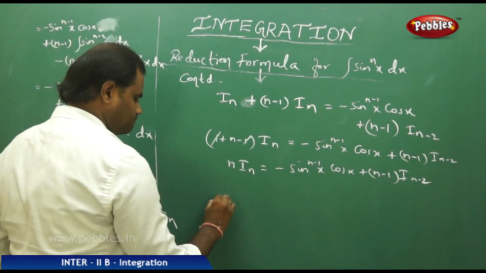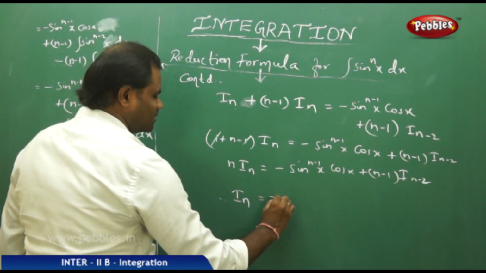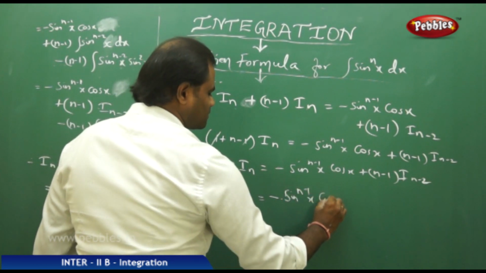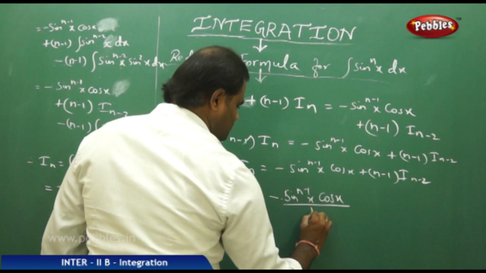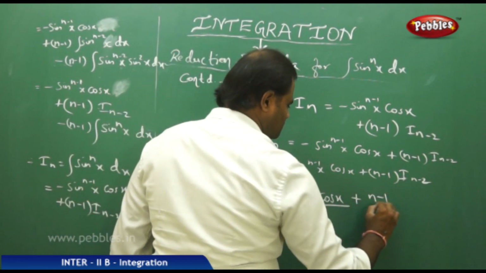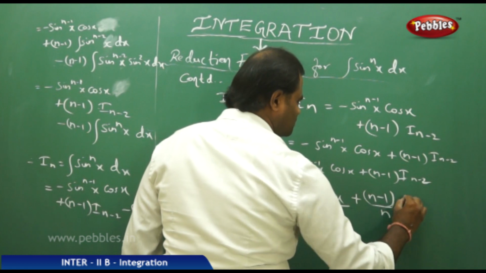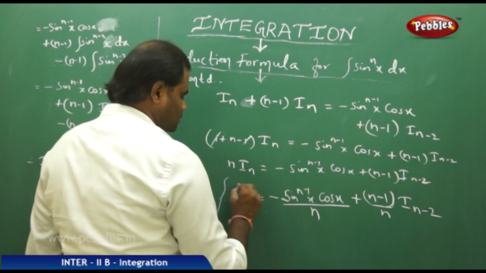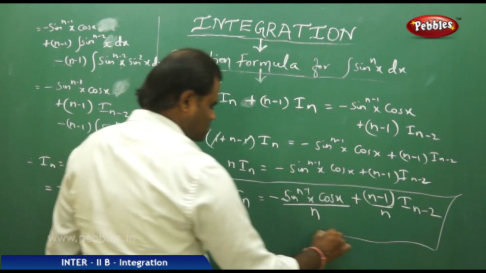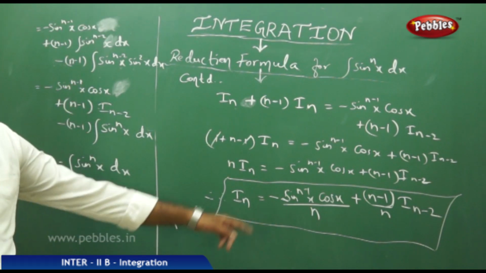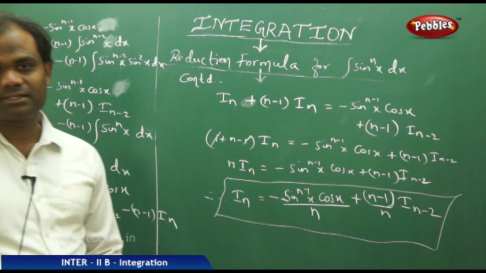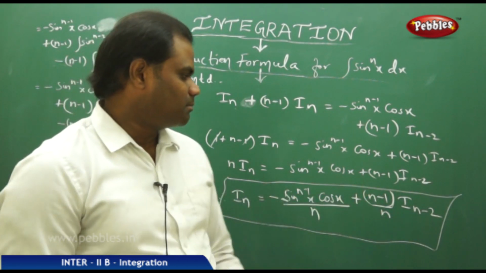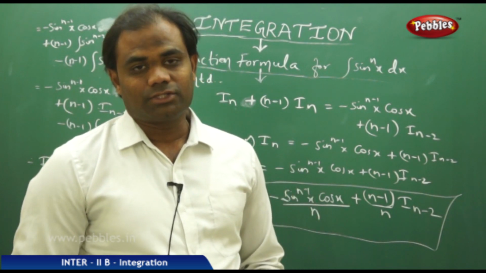Therefore In is minus sine power n minus 1 x cos x by n, and this is how the reduction formula is obtained for integral sine power n x dx: minus sine power n minus 1 x cos x by n plus n minus 1 by n In minus 2.